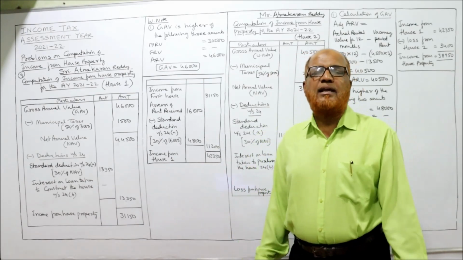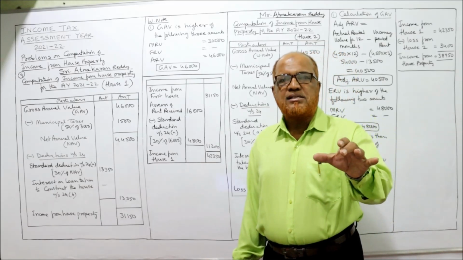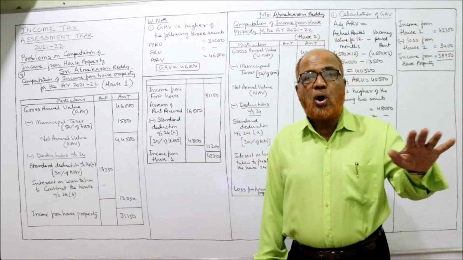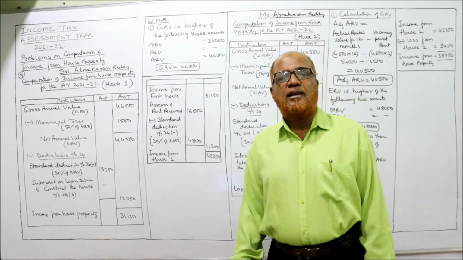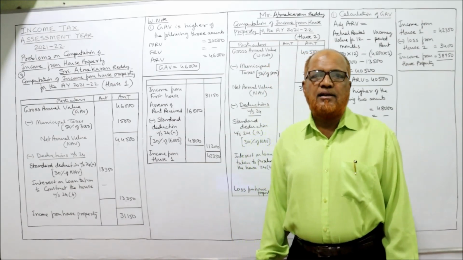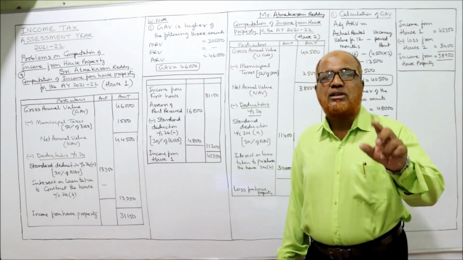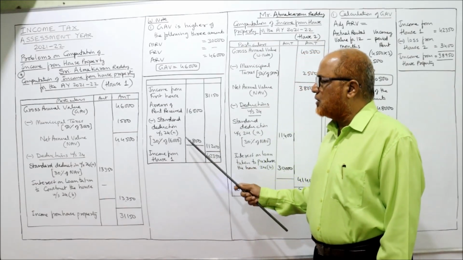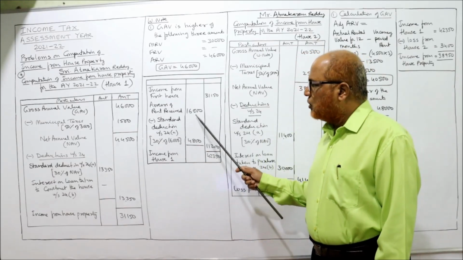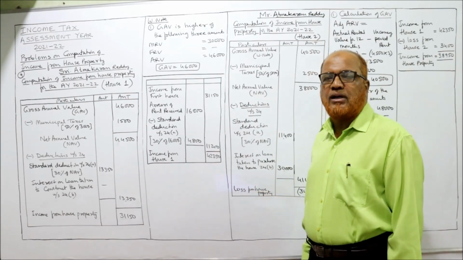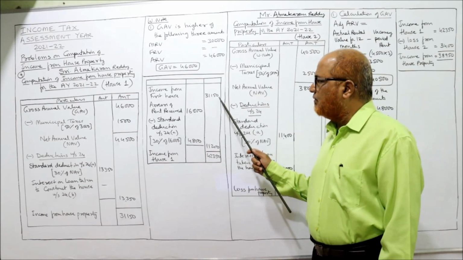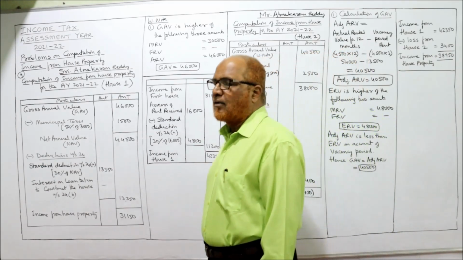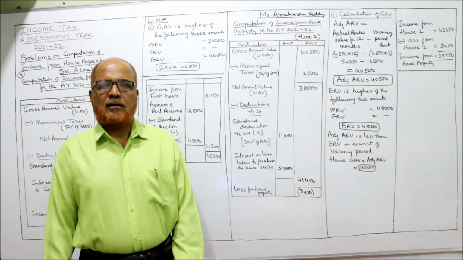In the last line of the problem, it is given that arrears of rent received in the first house is 16,000, which was not assessed to tax earlier. It was not taxed earlier. So now standard deduction of 30% of NAV will be given. 30% of 16,000 is 4,800 allowed. So deduct 4,800, 11,200 is the income. Add up 31,150 plus 11,200, 42,350 is the income from house number 1.